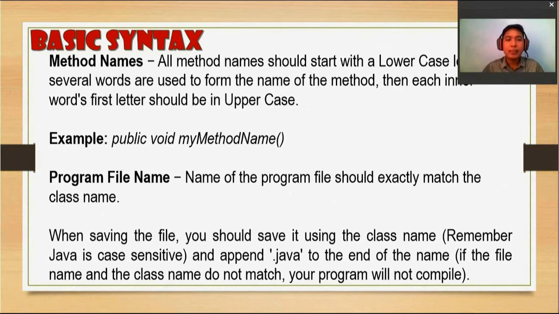Next is the program file name. So this one is important. Okay? The name of the program file should exactly match the class name. Okay? So when saving a file, you should save it using the class name. So remember, Java is case sensitive, and append .java at the end of the name. If the file name and the class name do not match, your program will not compile.